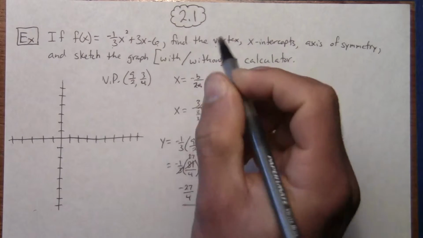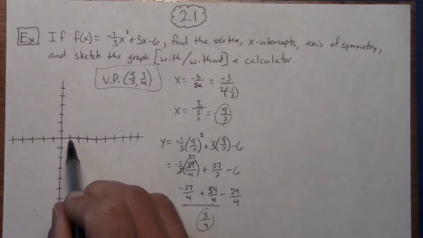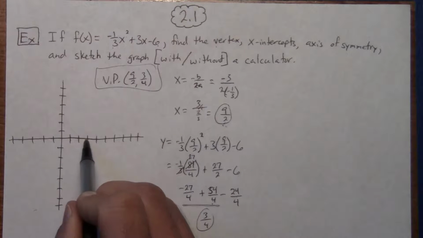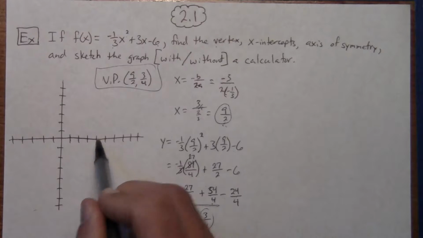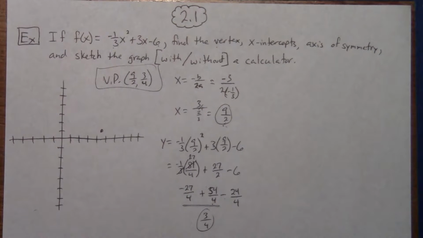Again, not numbers you probably want to have, but if you can do it with fractions like this, you can do it when the numbers are easy. So 9/2, that's in between 4 and 5. 1, 2, 3, 4.5, somewhere in there. 3/4 I'll approximate. Looks like it's right about there. So there's my vertex point.